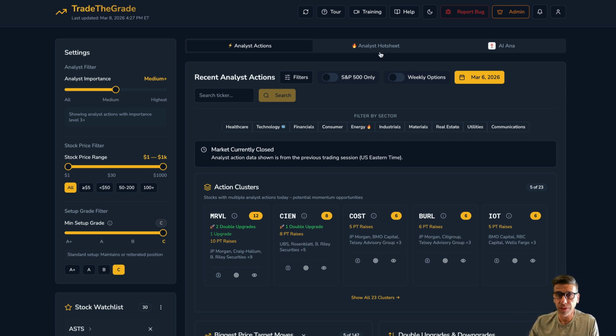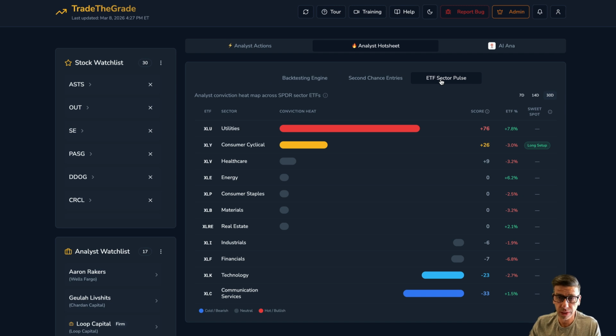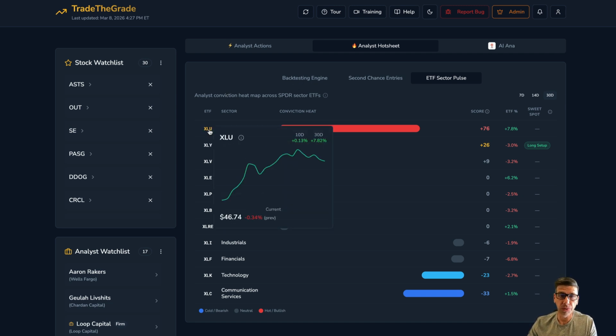I'm logged in, obviously. So what I'm going to do to find this new feature that shows you how to trade ETFs with an edge is go to the second tab up here, Analyst Hot Sheet. Then I'm simply going to click on where it says ETF Sector Pulse right here. And then it's going to show me a list of the current active Spider ETFs. They all start with an X in the ticker symbol. So if you hover over any one of them, it's going to pull up a 30-day price graph.